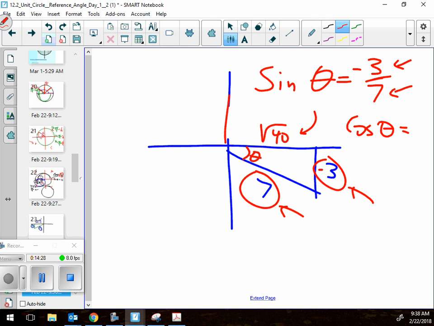Don't overthink this. This is a super simple question. What is cosine of that angle? Adjacent over hypotenuse, right? So, row 4, person 5, that's you in the back. All right, because you just did the adjacent over hypotenuse, root 40 over 7. Should cosine be coming out positive down there?